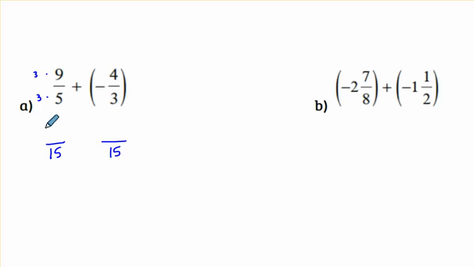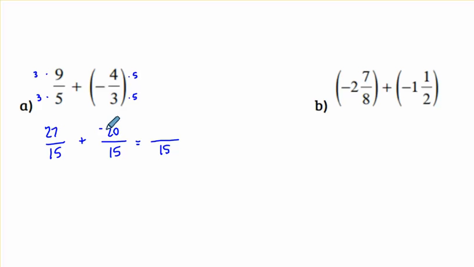So 3 times 9 is 27. And on the second fraction, I need to multiply by 5. And a negative 4 times 5 is a negative 20. I bring down my plus sign. I don't need to leave change opposite because it's already a plus. And so we keep that common denominator the same, and we put these numerators together.